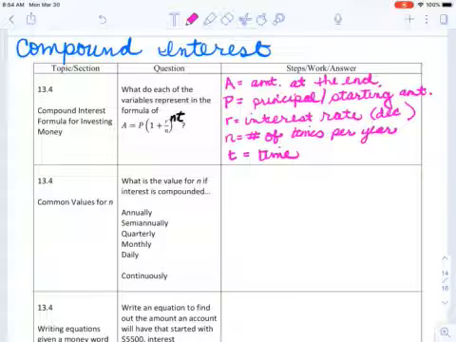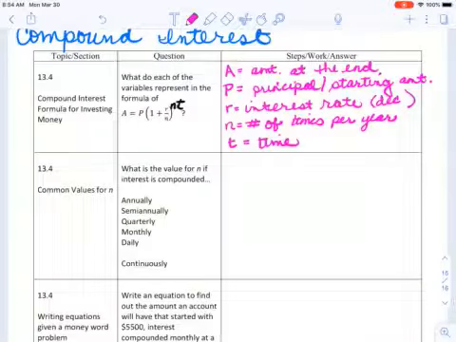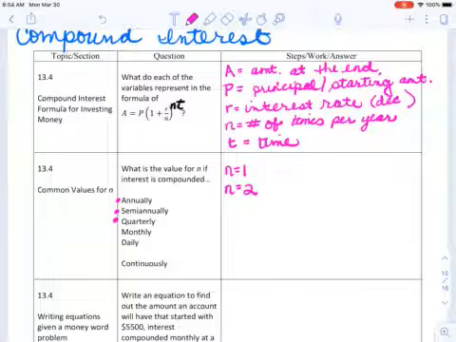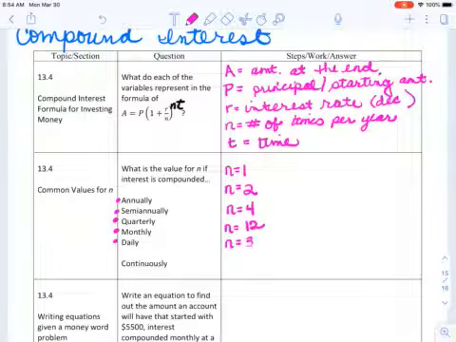So if you look at some of the common values that we use for N, annually, N is going to equal 1. Semi-annually, N would equal 2. Quarterly means you're going to do it 4 times per year. Monthly, well, how many months are in a year? Yes, 12. And daily, let's assume it's not leap year, there's going to be 365.